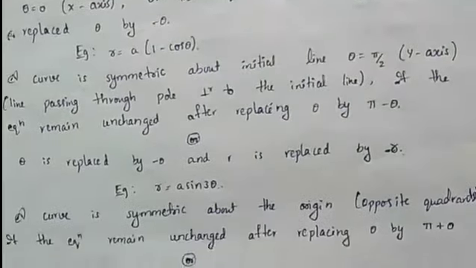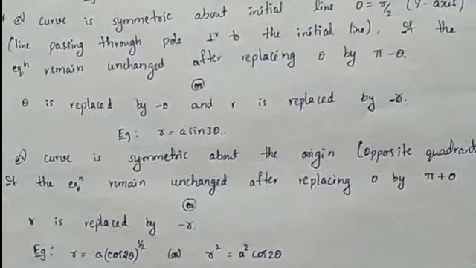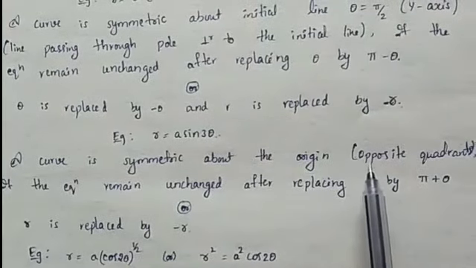And the next point, a curve is symmetric about the origin, its opposite quadrants.